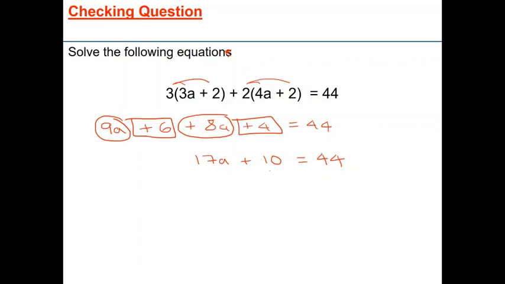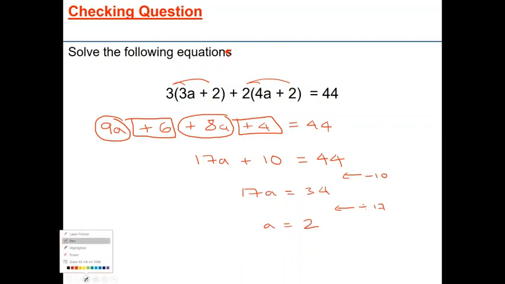So now we can work backwards and solve for a. That says plus 10. The opposite is to subtract. So we get 17a equals 34. Then remember, this means times by 17, so we do the opposite and divide. a must equal 2.